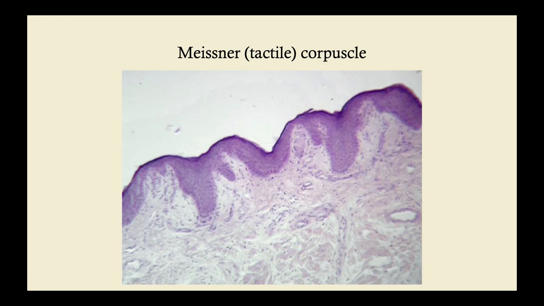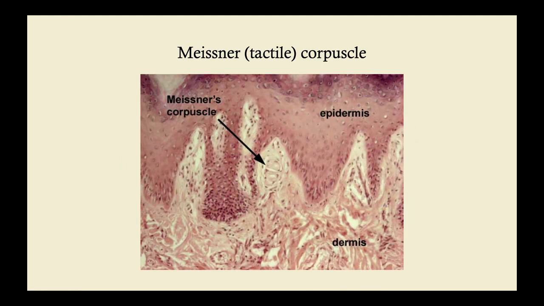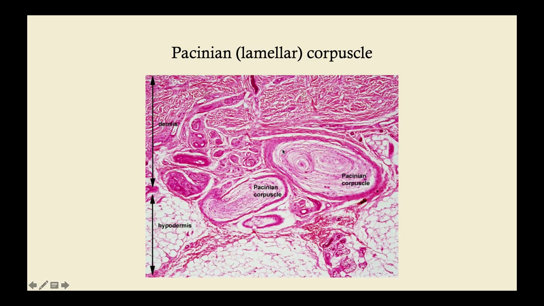Okay, so this is a Meissner's corpuscle right here. You can see, you don't see one in these dermal papillae, but you see one right here. It kind of looks like a little beetle right here. That's a Meissner's corpuscle, also known as a tactile corpuscle. So here's another one, a little bit less obvious. And again, they're in those dermal papillae, those little projections into the epidermis.